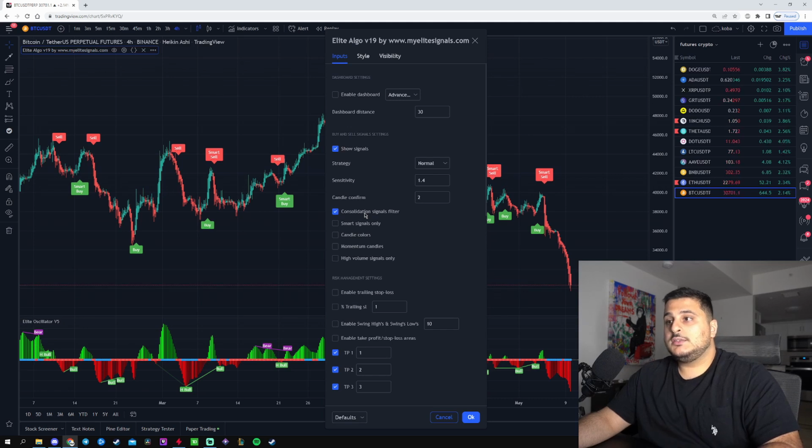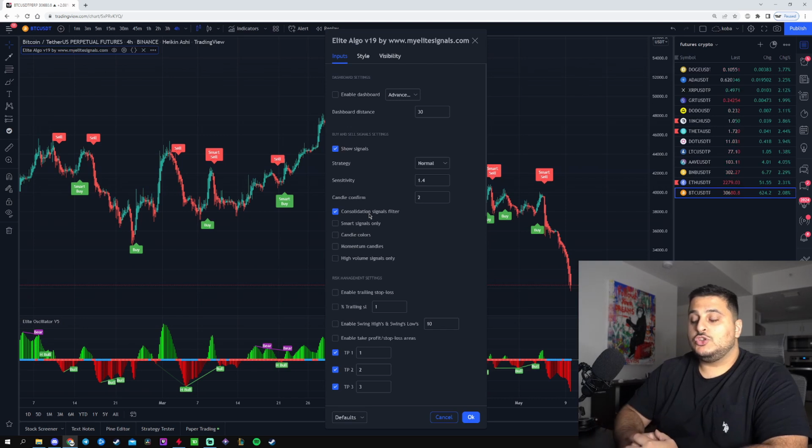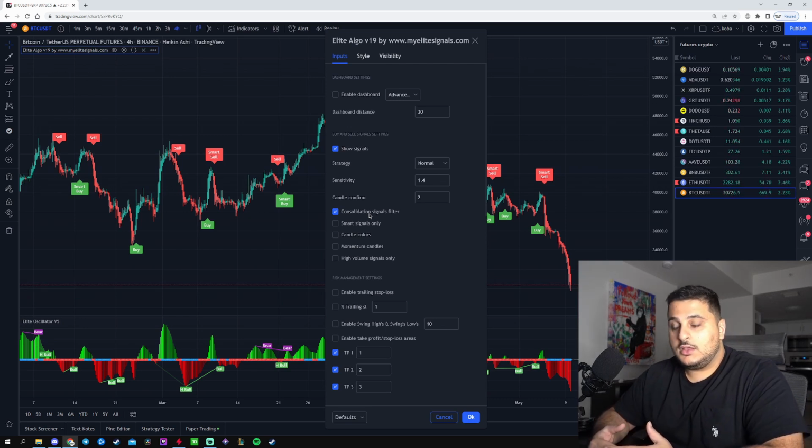This basically means that if the price is currently in a consolidation, which we should never be trading when the price is currently consolidating, and the algo gives you a buy or sell signal, that signal will be voided out.